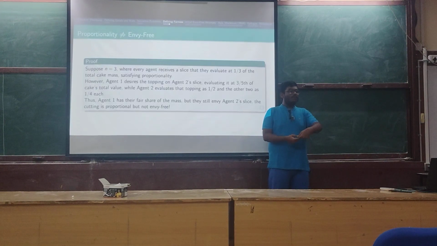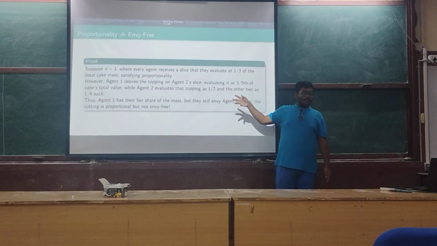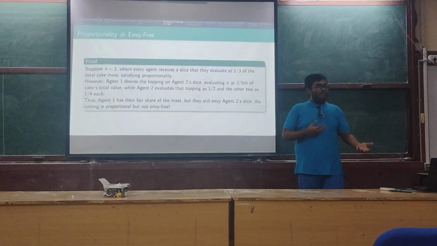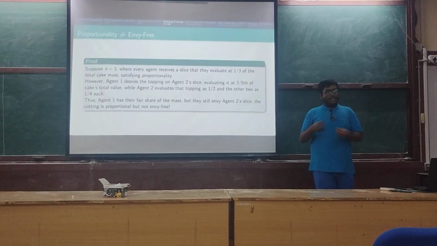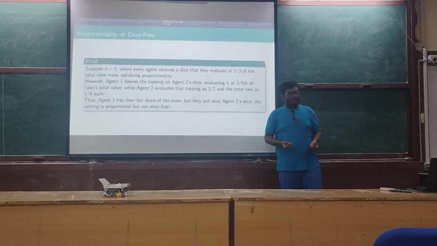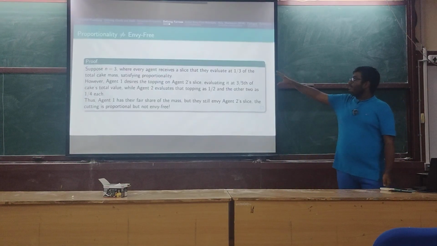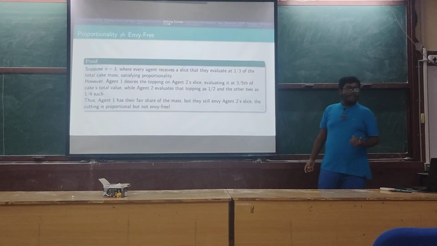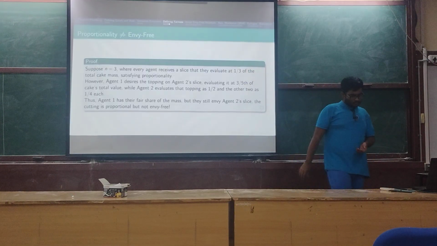So agent 2 will not want to let go of their piece, and agent 1 would prefer the other one's piece more. So it is not envy-free, right? Agent 1 is still envious of agent 2 in this division of cake, and that is why this is a counterexample to proportionality implying envy-freeness. That is all that is.